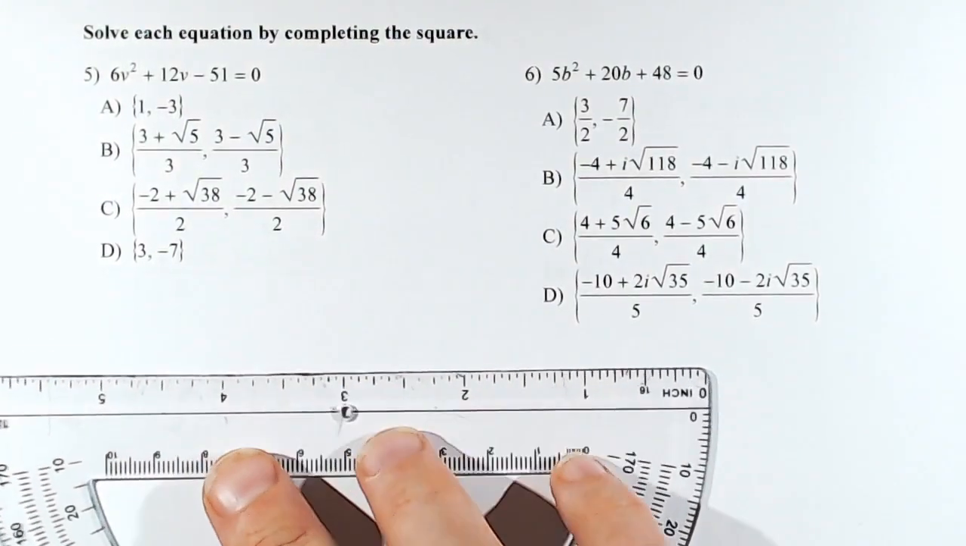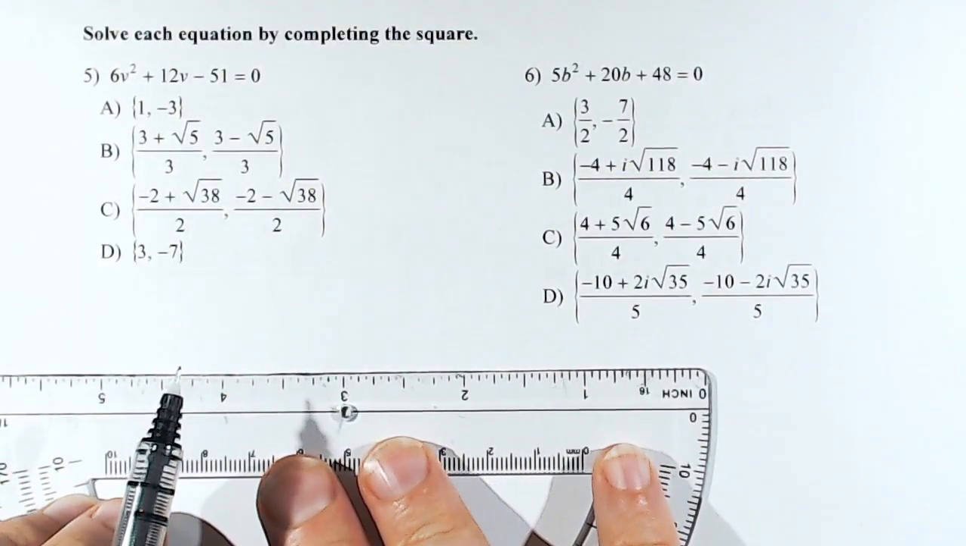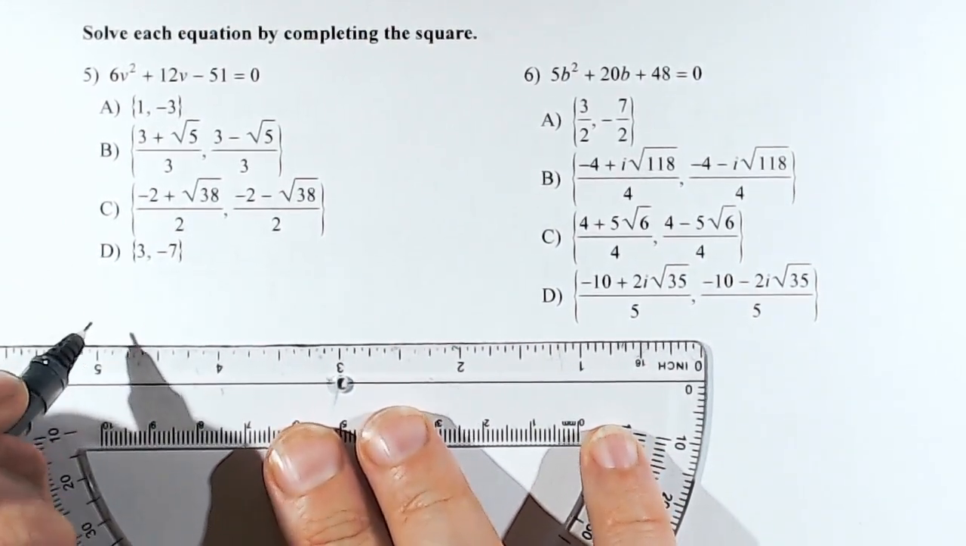All right, well, let's do this one. Number 5 says 6v squared plus 12v minus 51 equals 0. Let me show you the whole process for completing the square.